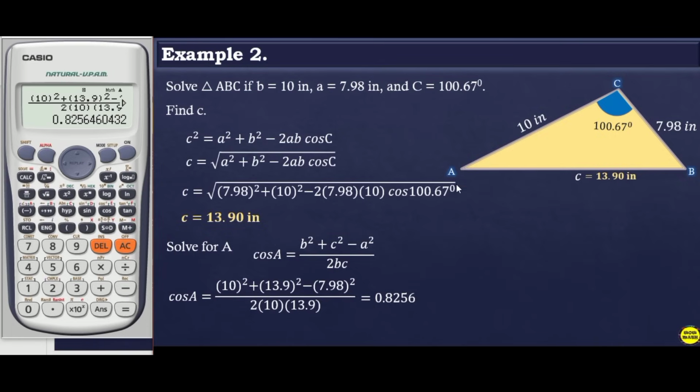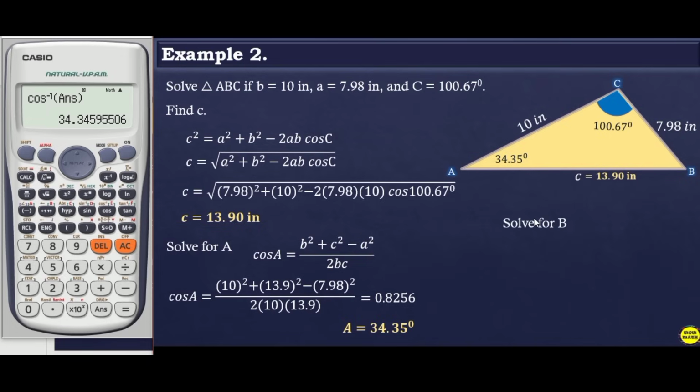But since we are looking for the angle, ano pong gagawin natin? Shift. Shift po natin. Since cosine ito, click cosine. Your answer, yung nakuha nating 0.8256. And then close, equals. So, ibig sabihin, our angle A is equal to 34.35 kasi round off na natin to 2 decimal places. So, 34.35 degrees. So, ang angle A po natin is equal to 34.35 degrees. Next, makukuha na ba natin itong angle B?